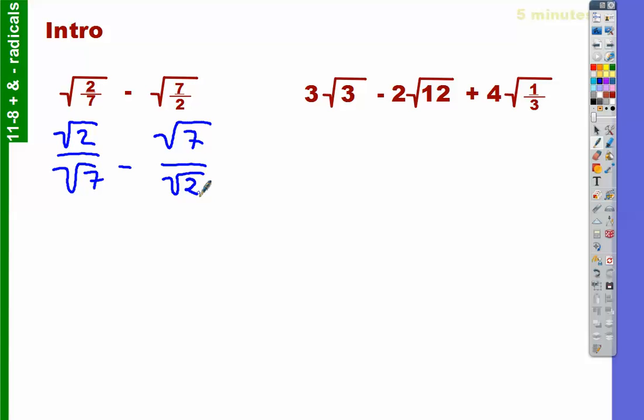No? They need to have a common denominator. So what is going to be the common denominator? 14, or the square root of 14 in this case. So I'm going to multiply this first term by 1 in the form of the square root of 2 times the square root of 2. Well, what is the square root of 2 times the square root of 2?